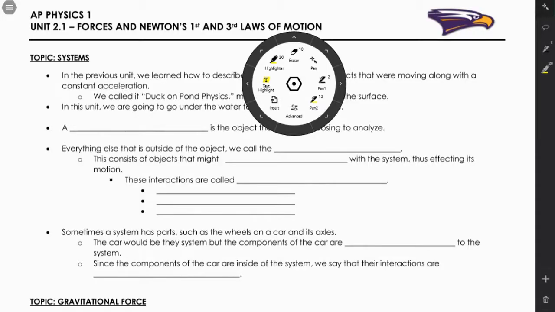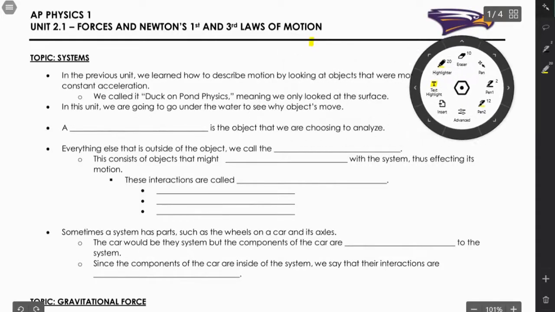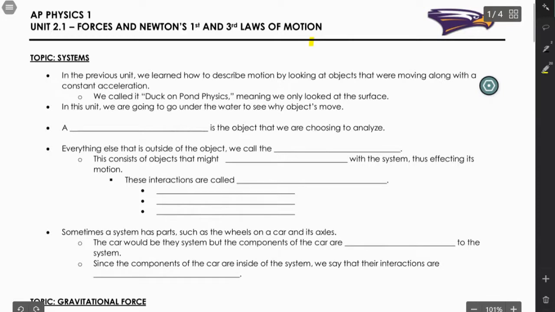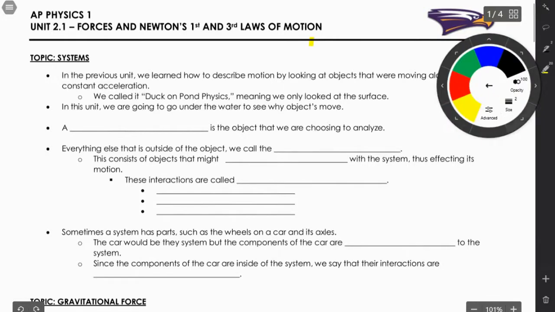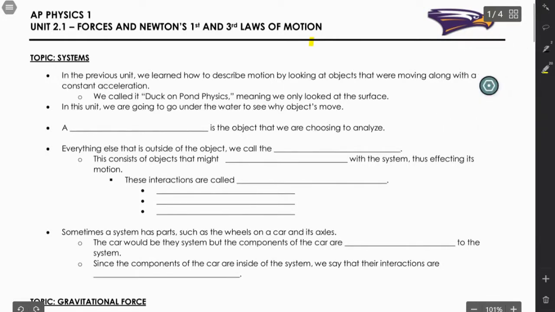Okay, so now we're going to focus on moving to the next unit, which is talking about Newton's laws of motion. And this is the area of physics that we like to call dynamics. Because we're going to combine the kinematic motion, which previously we just called simply duck-on-pond physics. You can see it right here.